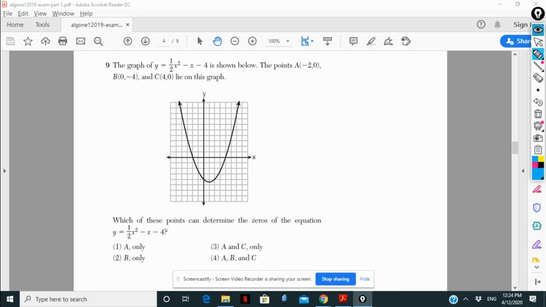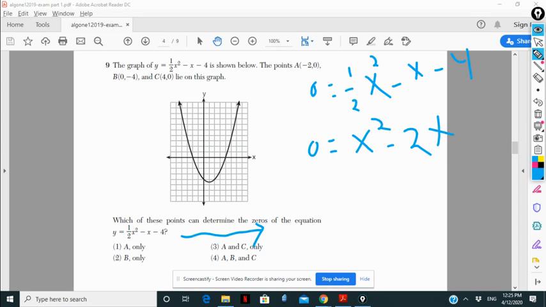So he's asking which of these points can determine the zeros for the equation half x squared minus x minus 4. Another way, he wanted you to factorize this one. So 0 equals half x squared minus x minus 4. I'm going to multiply the whole equation by 2, so 0 equals x squared minus 2x minus 8. Here's the question, why am I doing that? I don't care about the transformation since they are going to intersect in the same position on the x-axis.